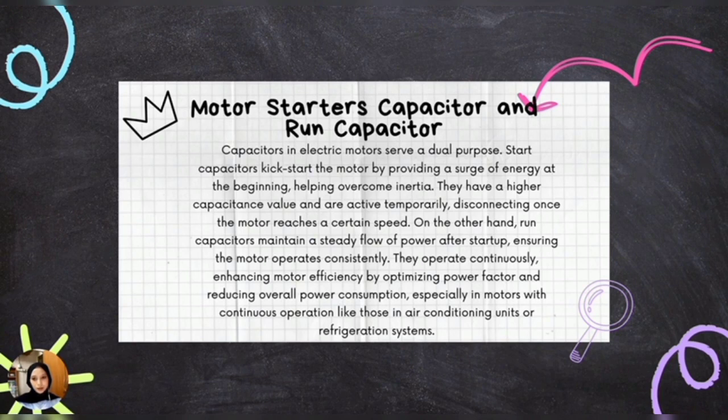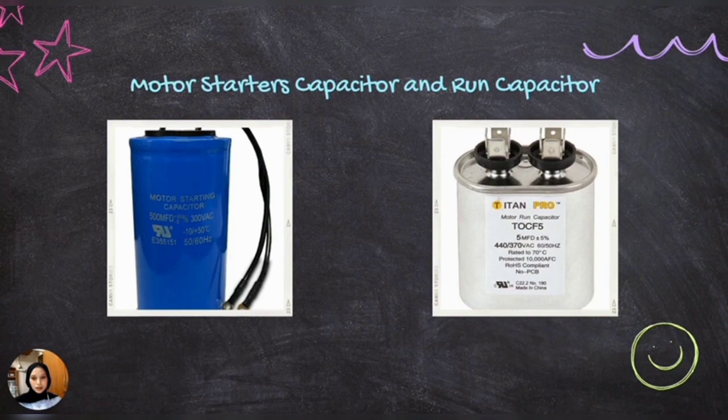On the other hand, run capacitors maintain a steady flow of power after startup, ensuring the motor operates consistently. They operate continuously, enhancing motor efficiency by optimizing power factor and reducing overall power consumption, especially in motors with continuous operation like those in air conditioner units or refrigerator systems. This is the example for motor start capacitors and run capacitors.